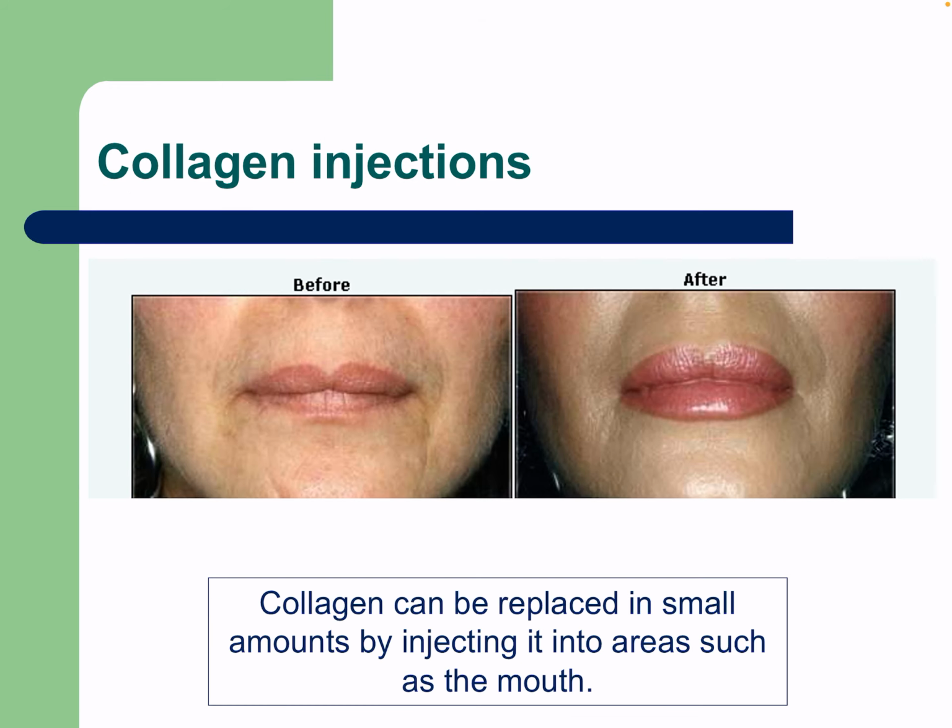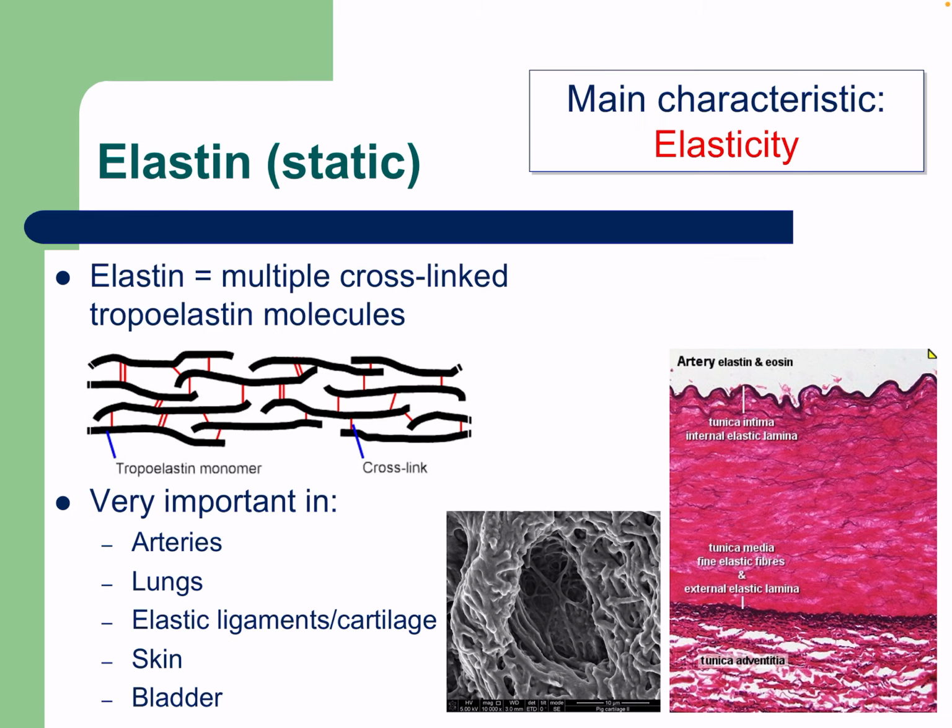One example of this is collagen injection. We see here, before and after, we can see almost a smoothing. It's replacing that structural bit. Again, collagen can be replaced in small amounts by injecting into areas such as the mouth.